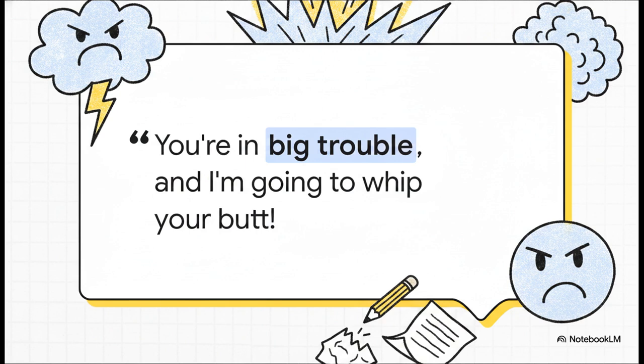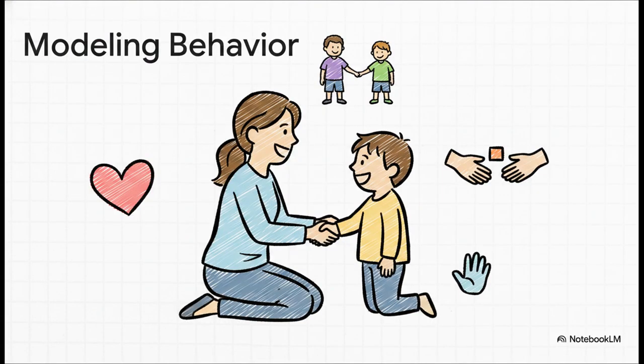Contrast Franklin's paint spill with this dramatic moment overheard from a student named Marissa in the home living center. "Stop that right now. You're in big trouble and I'm going to whip your butt." That is quite the hostile approach to conflict for a young child, isn't it? And this is exactly where your role in modeling steps into the spotlight.